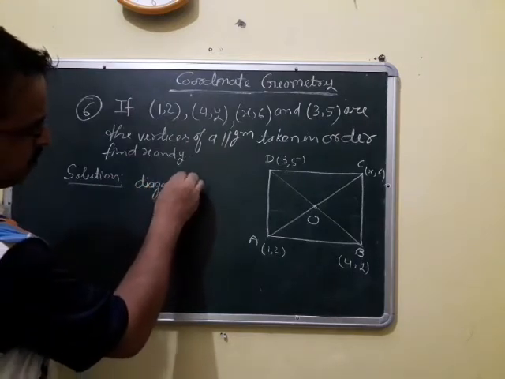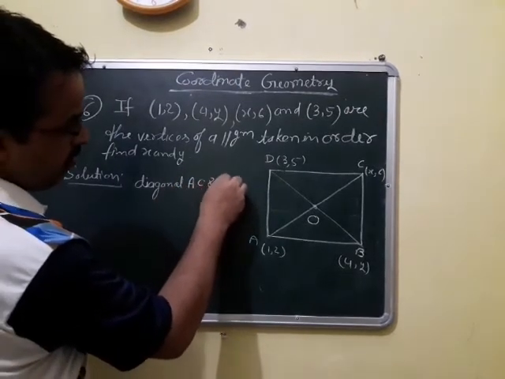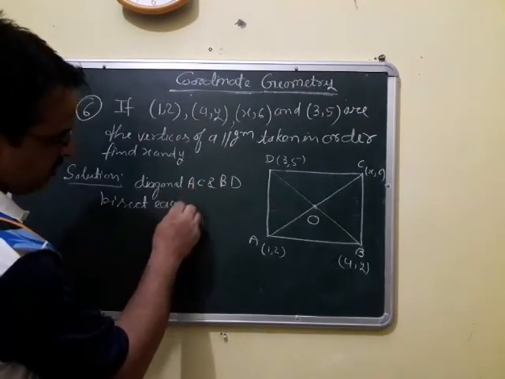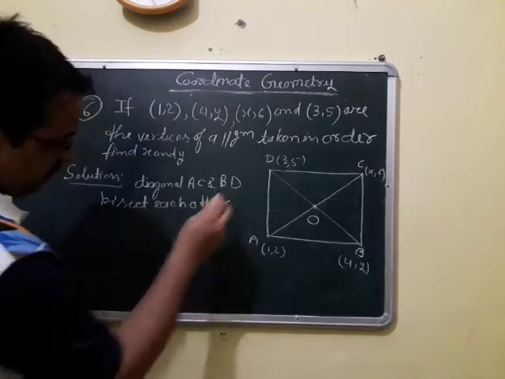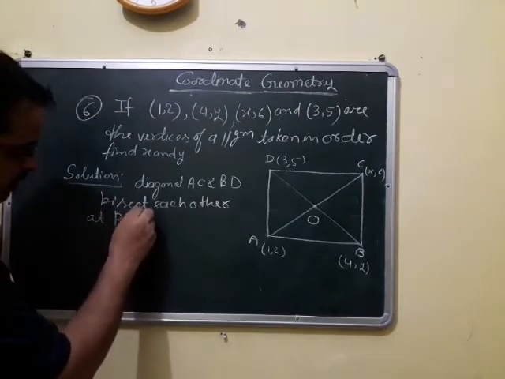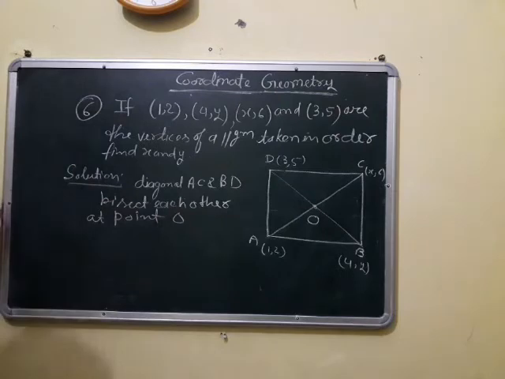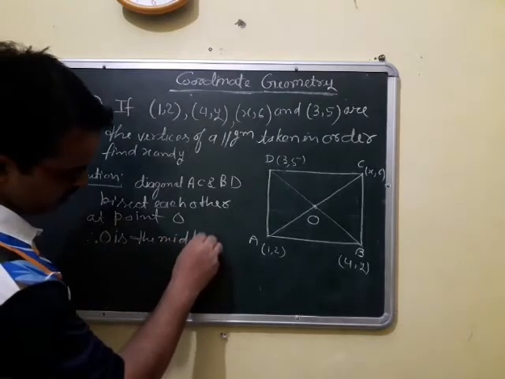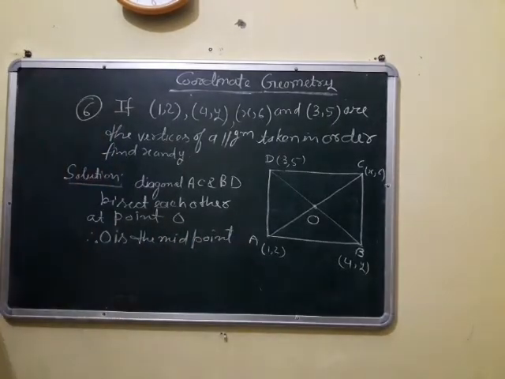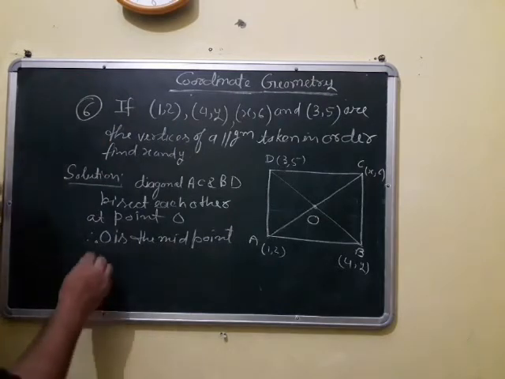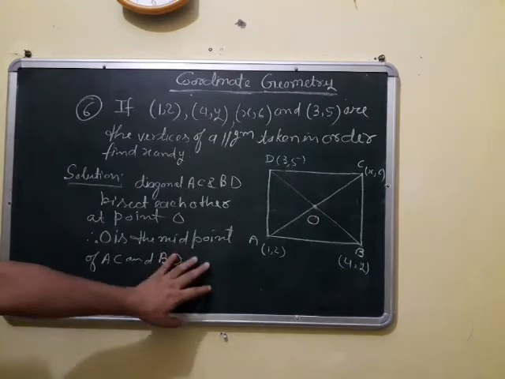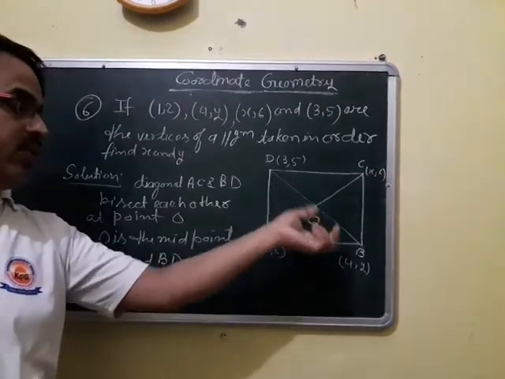Diagonals AC and BD bisect each other at point O. So O is the midpoint of AC and BD. So what does O become? O is the midpoint of AC and BD.